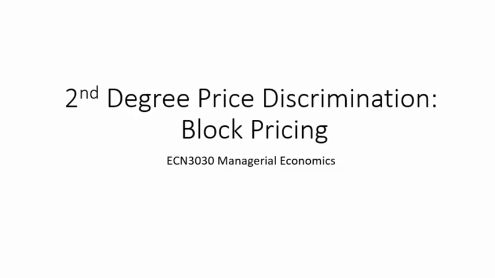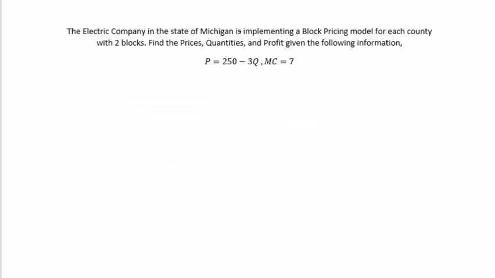In this video, we will be discussing second-degree price discrimination and more specifically, block pricing. Here is a problem where the electric company in the state of Michigan is implementing a block pricing model for each county with 2 blocks each. We want to find the prices, the quantities, and the profit given the following price function and marginal cost.